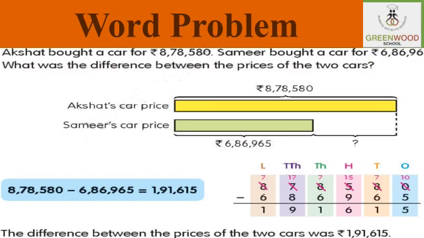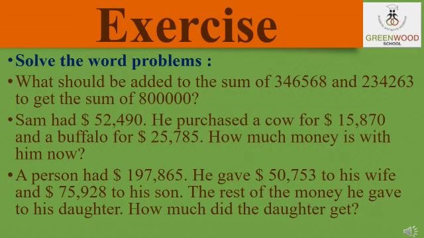In 1000 place we gave one number to 100. So instead of 8, 7 will come. So 7 minus 6 is equal to 1. Subtract the 10,000. 7 minus 8. So 7 is a smaller number. Borrow from lakh. So 7 will become 17. 17 minus 8 is equal to 9. Now subtract the lakh. From 8, one number was given to 10,000. So 8 will become 7. 7 minus 6 is equal to 1. So the difference between the prices of the two cars was 1,91,615 rupees. The next exercise is based on word problems.